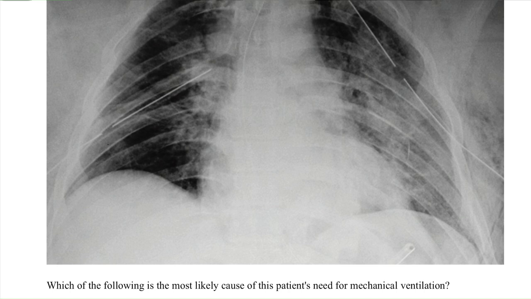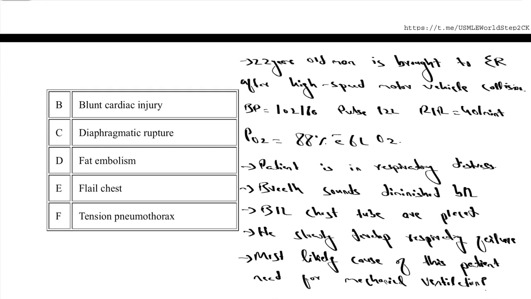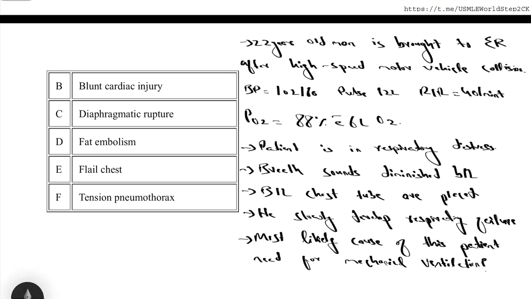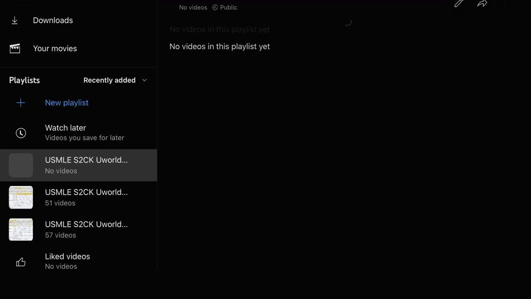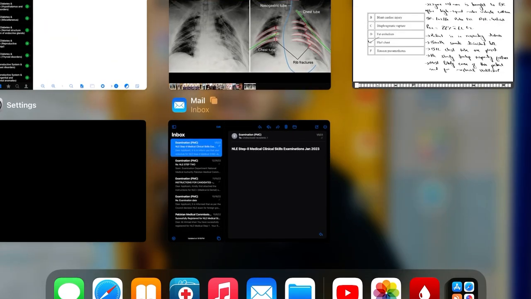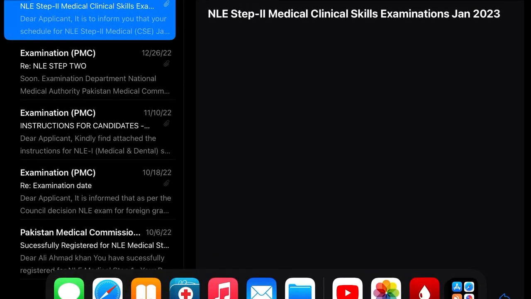So based on this history and based on the X-ray shown here, this patient is most probably suffering from flail chest. As we already know, his ribs are broken. He has bilateral chest tubes placed here, and the bilateral chest ribs are fractured here. So here the correct option is choice E, flail chest.